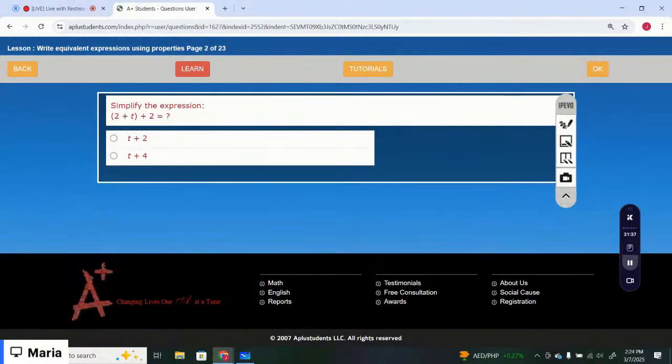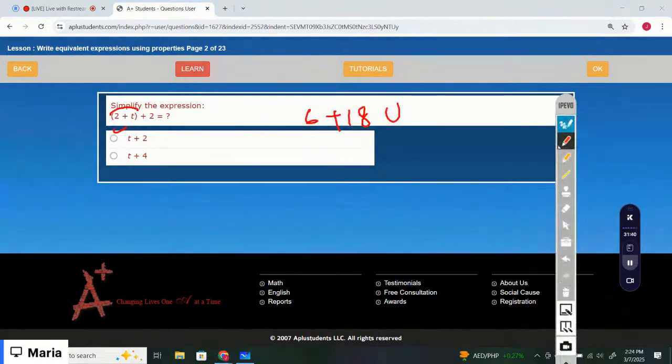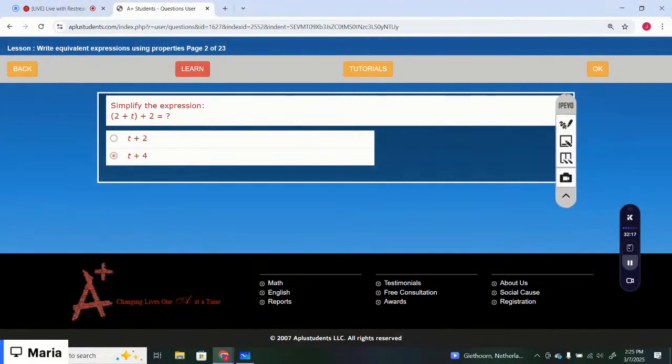Simplify the expression 2 plus t plus 2. So you have to collect the like terms. You have to apply the properties here. T plus 4. Option number 2 is the correct option. That is t plus 4.